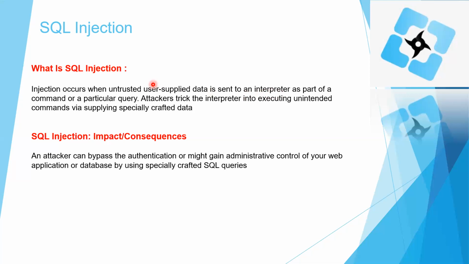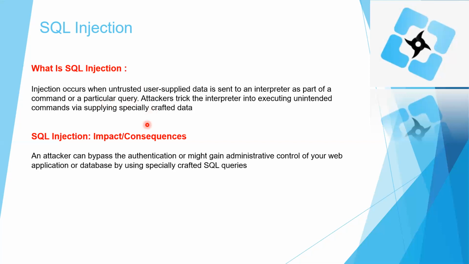So this untrusted user-supplied data is passed to an interpreter as part of a command or query. So guys, first thing, whenever you are giving any input, let's say you are trying to authenticate into the application, you are providing a username and password. The username and password needs to be considered as text or a string. Instead of that, if the application accepts commands or queries, if the application considers the user input as a command or query, that can lead to SQL injection vulnerability.